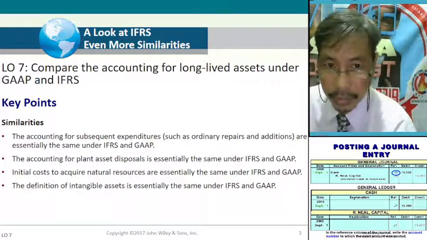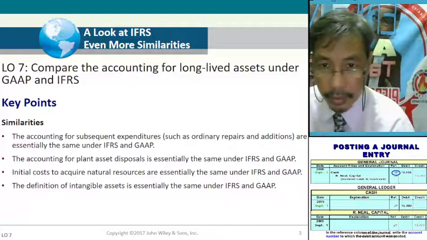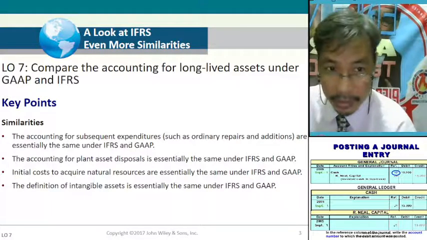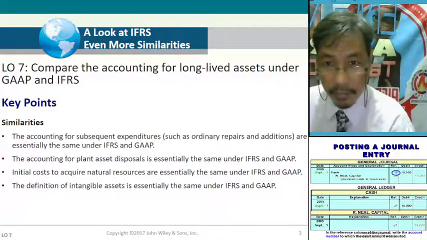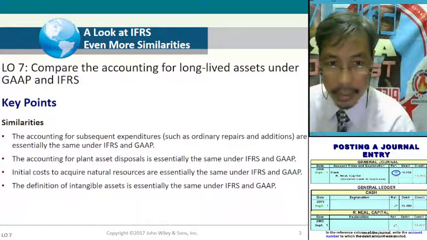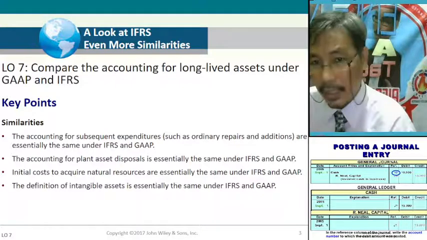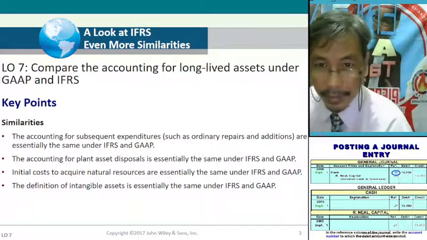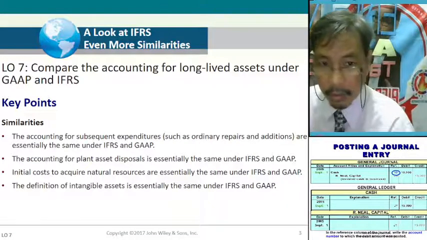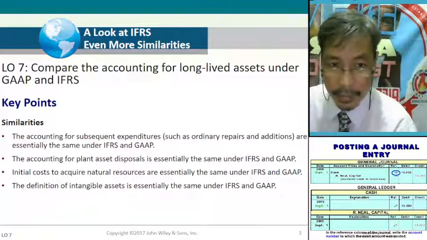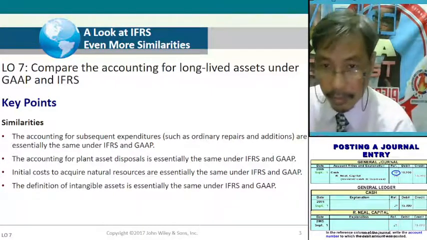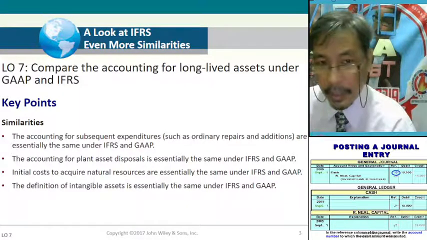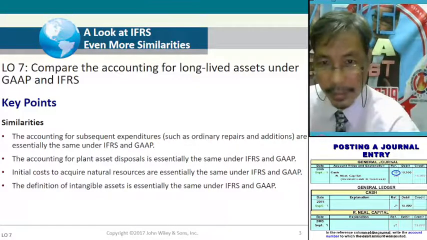Accounting for subsequent expenditures such as ordinary repairs and additions are essentially the same under IFRS and GAAP. So expenses, repairs, addition of components. The accounting for plant asset disposal is essentially the same under IFRS and GAAP. When we have the word essentially, they are the same but with small differences. Initial cost to acquire natural resources are essentially the same under IFRS and GAAP. The definition of intangible assets is essentially the same under IFRS and GAAP.